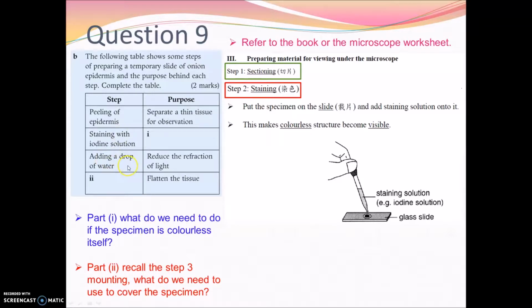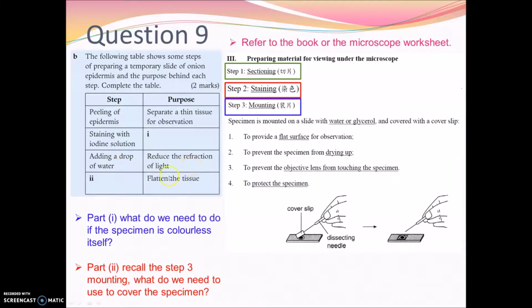And then for the other part, add a drop of water to reduce the reflection of the light. And then also the second part: how can we flatten the tissues? So we call step 3 the mounting. After we put the specimen on the glass slide and add the iodine solution to give some color, we need to cover it with a cover slip. This cover slip can provide a flat surface for observation.